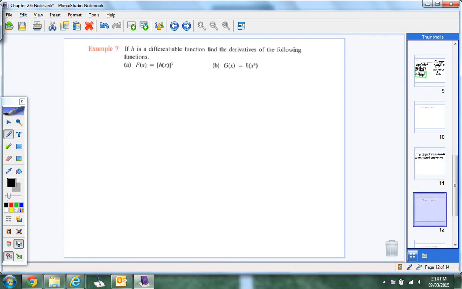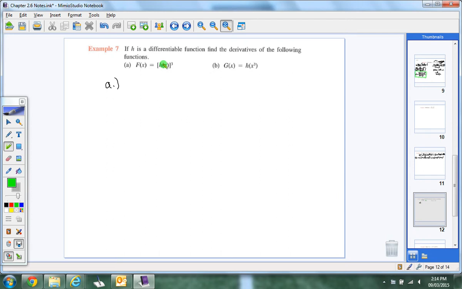All right, if h is a differentiable function, find the derivatives of the following functions. Okay, so it's just making you practice the rules. So for a, we want f prime. So understand that this right here is still the inside. H of x is my inside. So they're just making you write the chain rule out.